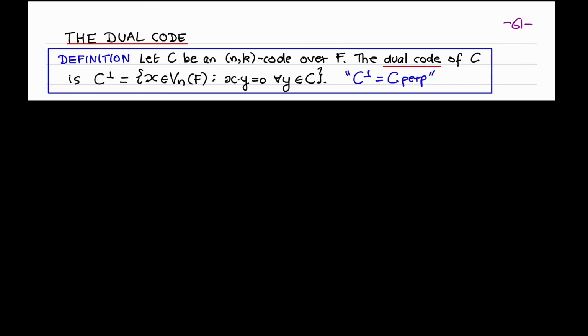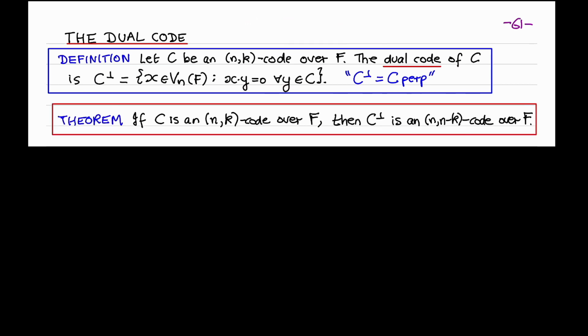I can now state the main definition of the lecture, namely the dual code of a linear code. We'll see that the dual code of a linear code is also a linear code, and it can be used to study many of the properties of the code itself. So let C be an (n,k) linear code over a field F. The dual code of C, also called the orthogonal code of C, is denoted C perp, and is defined to be the set of all vectors x such that the inner product of x and y is 0 for all code words y. In other words, C perp is the set of all vectors that are orthogonal to every single code word.